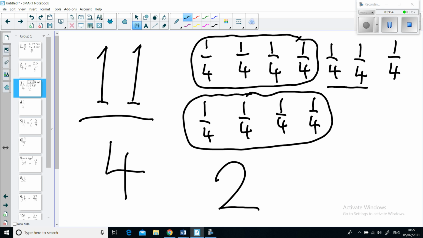And how many have I got left over here? 1 quarter, 2 quarters, 3 quarters. Okay, we're adding them on at the end. So it's 3 quarters. So we'll just put that next to it. Okay, so then you can clearly see that 11 quarters is exactly the same as 2 and 3 quarters. They mean exactly the same thing. They are equivalent. They are the same. You have converted your improper fraction to your mixed number.